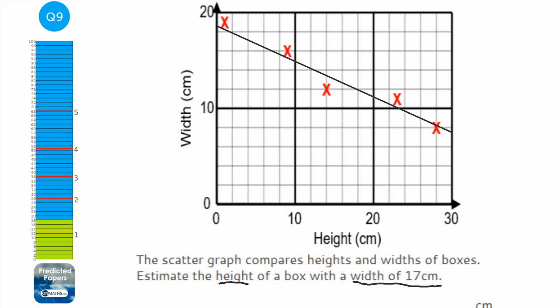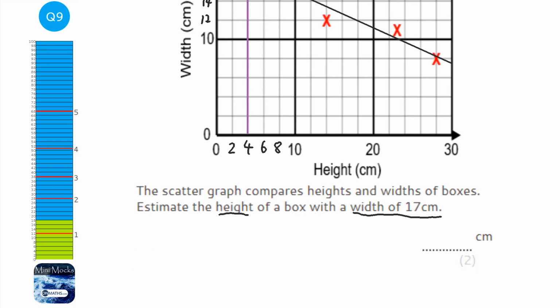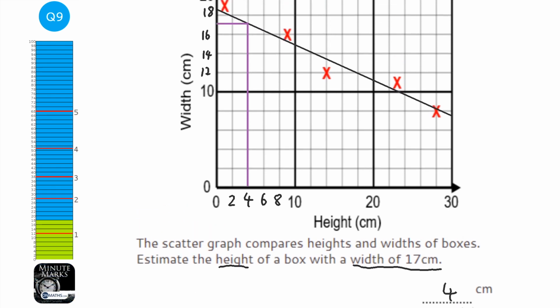So we've got to check the scale first, and it seems like it's going up in 2s. So let's just check that. Yep, it's going up in 2s. So what I want to do is draw a line across at the width of 17, which will be roughly here. I'm going to stop when it hits the line of best fit, and I'm going to draw a line down. And I'm going to read off what that is. Well, this scale is also going up in 2s, I think. Yep, it is. So the estimate of the height would be 4 centimeters.